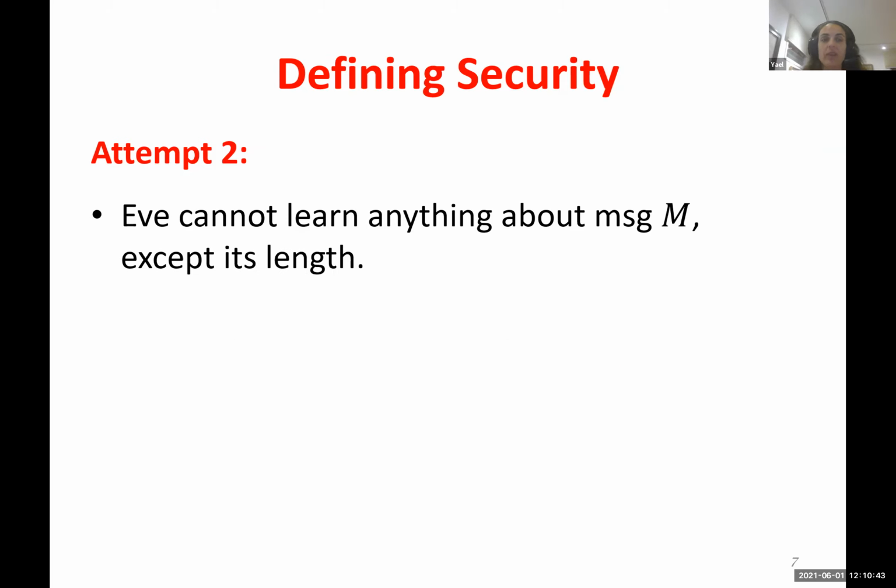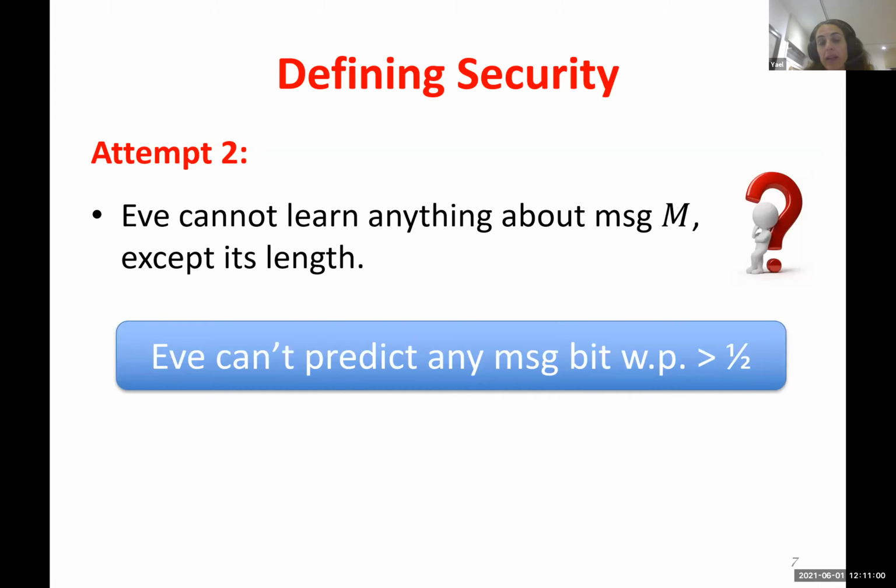Okay, so here's another attempt. Eve does not learn anything about the message except its length. So do we achieve this? And now, again, what do you mean she doesn't learn anything about it? What does that even mean? So we need to be precise here. So one can say, okay, how about this? Eve cannot predict any bit of the message with probability better than half. Okay, do we achieve this? Again, security means Eve cannot predict any bit of the message with probability greater than half. Of course, with probability half she can guess, but we want to say secure, she cannot do better than guessing. Does the one-time pad achieve that? Even just once?